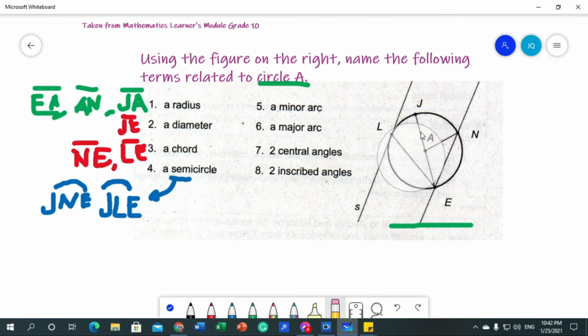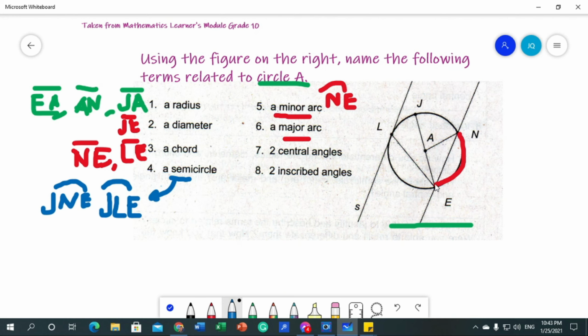So how about, okay, I'll erase them. If JLE is a semicircle and it's an arc, how will you call NE, when in fact it is not a semicircle, but still it is an arc? Well, that is what we call a minor arc. Arc NE is called a minor arc. How about a major arc? What is a major arc?